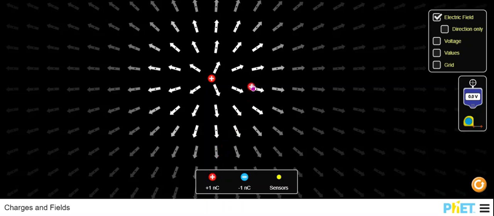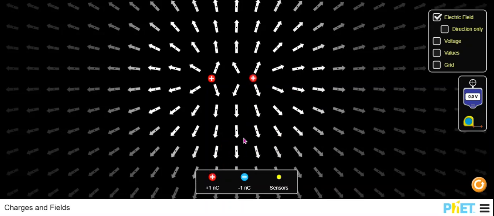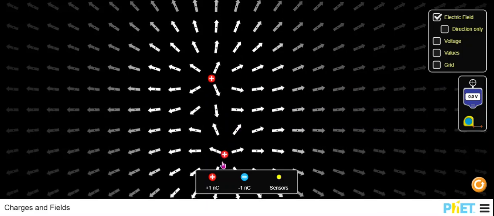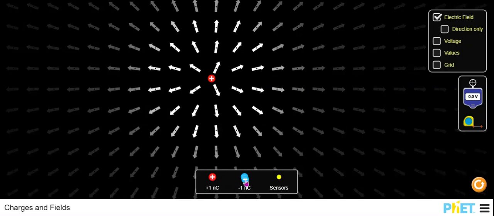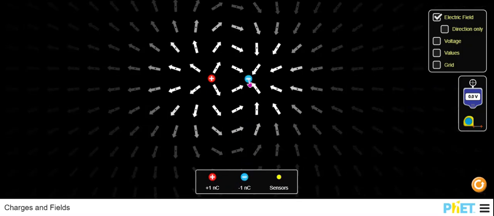Now, if I bring this now to this place, you see, all of the electric field, all of the charges, they are pointing away from each other. There's no attraction between these two. So, like charges repel. If I put a negatively charged particle close to it, you can see what happens. There's an attraction. The field is now moving from the positive to the negative. Remember, this whole area is the electric field, right?